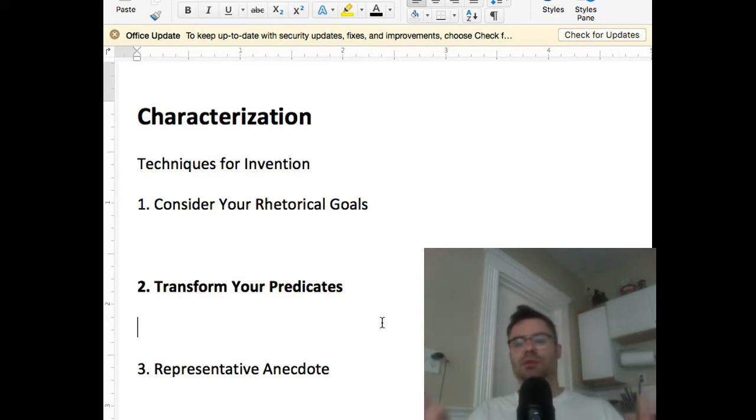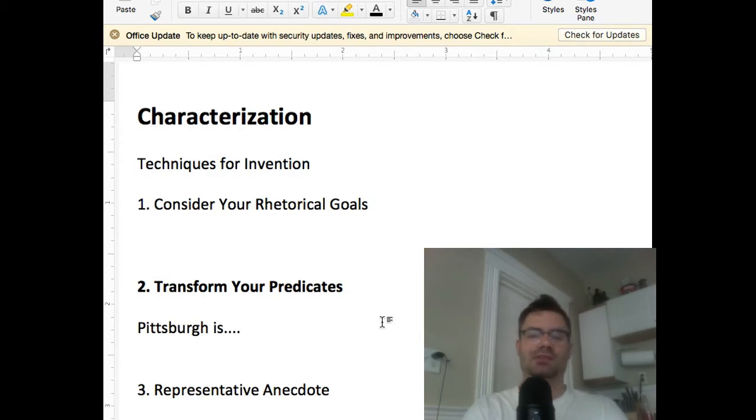So we can take some of those predicates. Rather than do a person though, I'm going to try to characterize a place. So let's talk about Pittsburgh, where I've spent some time. I might say Pittsburgh is, and I might begin with just writing down some adjectives. Well, what comes to mind?